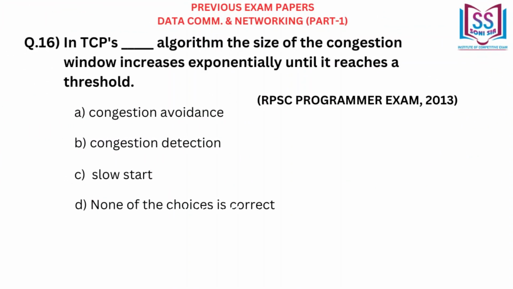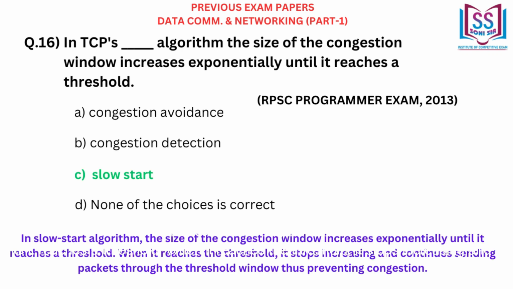In TCP's algorithm, the size of the congestion window increases exponentially until it reaches a threshold. A. Congestion avoidance. B. Congestion detection. C. Slow start. D. None of the choices is correct. Correct answer C. Slow start. In slow start algorithm, the size of the congestion window increases exponentially until it reaches a threshold. When it reaches the threshold, it stops increasing and continues sending packets through the threshold window, thus preventing congestion.